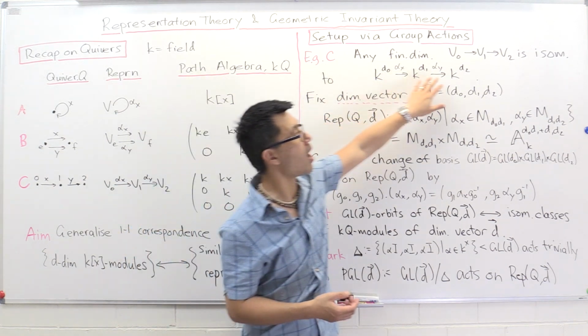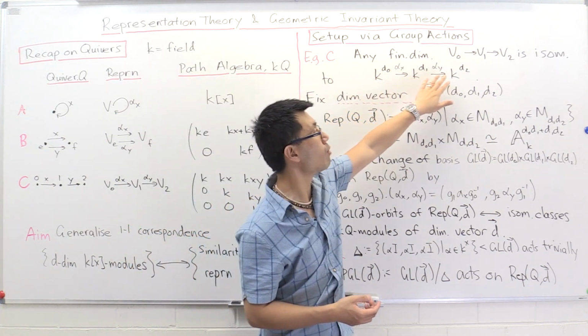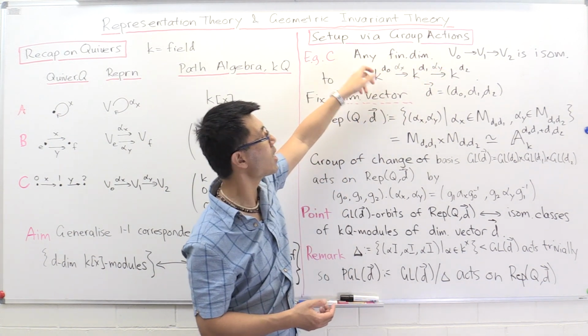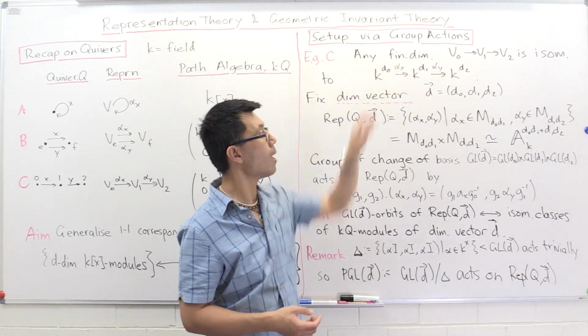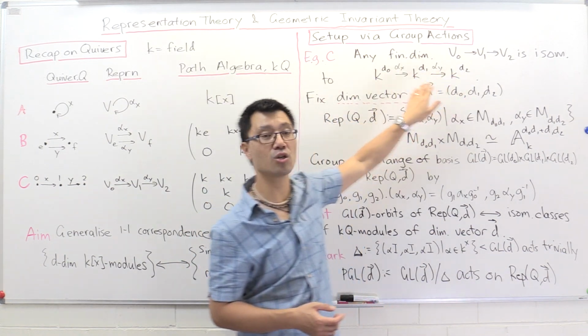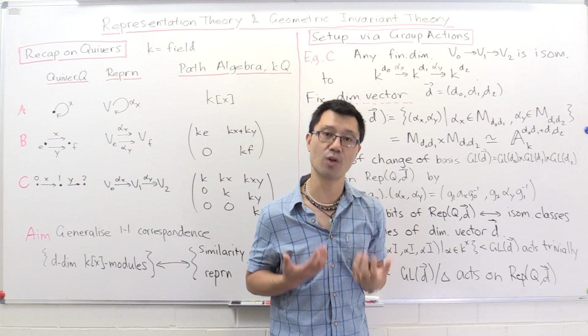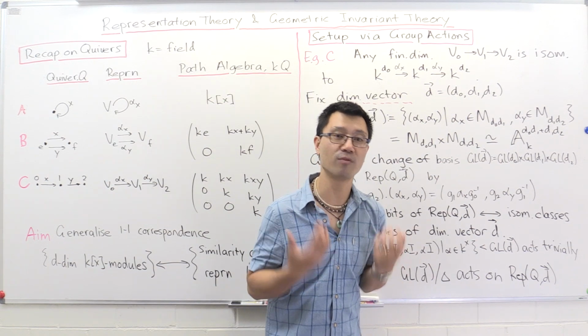Okay, so how can you get an isomorphic representation? Well, the key thing is that the only way you can get something isomorphic is you change bases. But now there are three vector spaces, so you can change the basis here, or here, or here, or any combination of those three. And that's our group of change of bases.